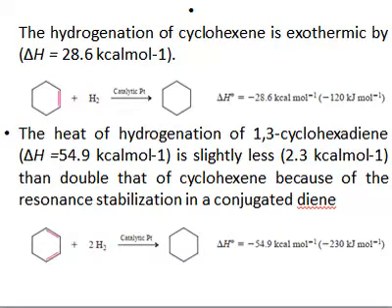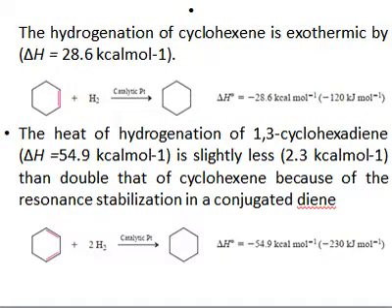So let's consider the hydrogenation of cyclohexene. Cyclohexene has one double bond. When hydrogen adds to this double bond, an amount of 28.6 kilocalorie per mole of energy is released, right? This is the energy which is released when we carry out hydrogenation of a double bond. But if a molecule has two double bonds which are conjugated, then the heat energy evolved should be almost double. So this energy is almost double, but this amount has reduced to some extent.